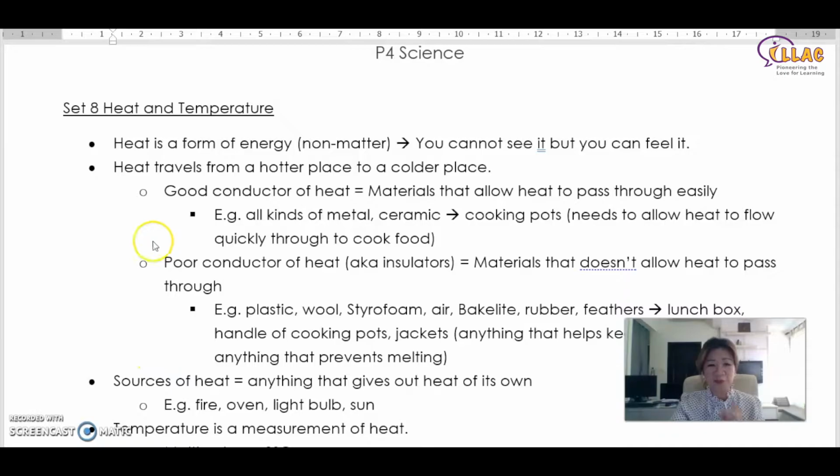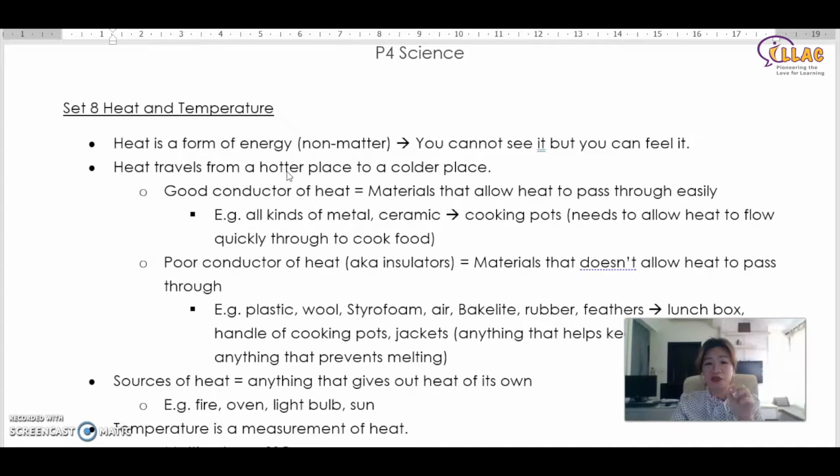So in heat and temperature, you need to first understand heat is a form of energy. So it is an energy, it is non-matter. You cannot see it, but you can feel it. Heat travels from a hotter place to a colder place. It's always hot to cold, hot to cold. This is a key concept you need to remember, because sometimes they will ask you questions relating to this.